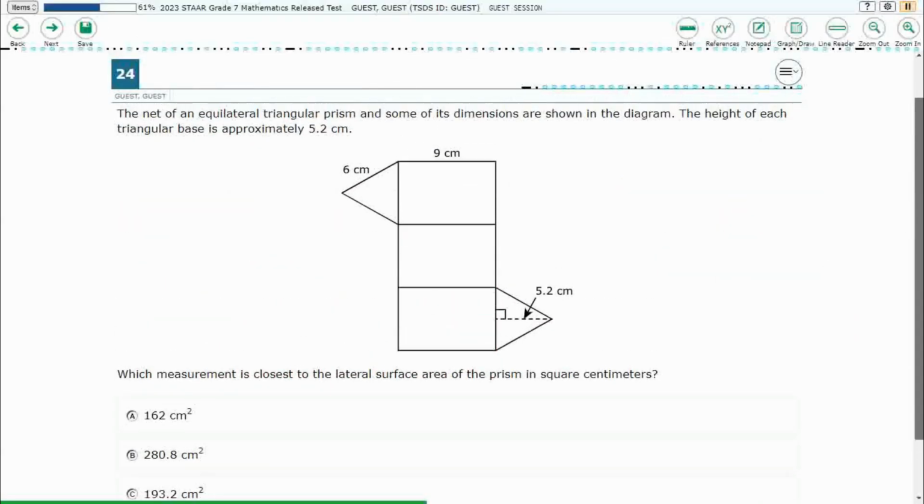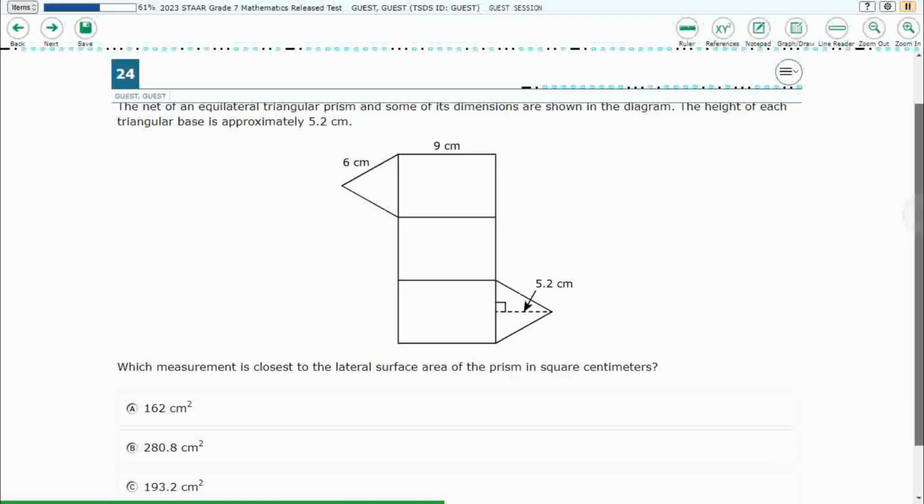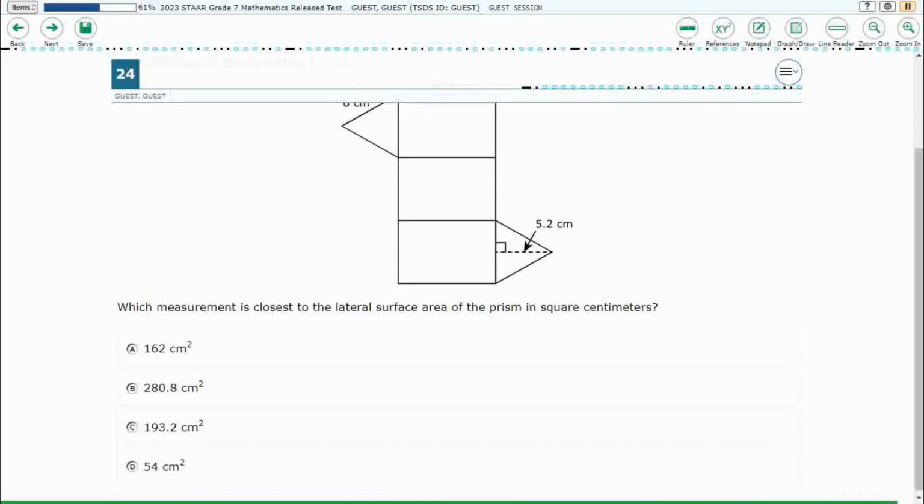First off, we need to read that it's lateral surface area, not total, and we need to find the height of our rectangle by recognizing it is an equilateral triangular prism. Our answer here is A.